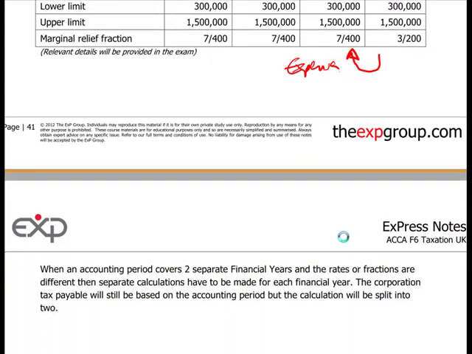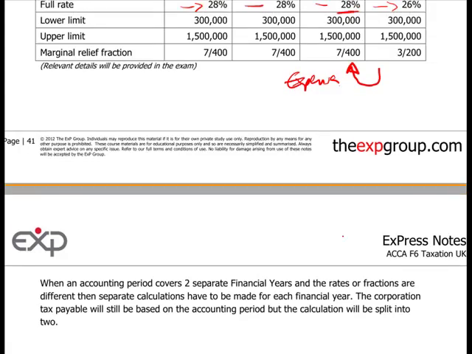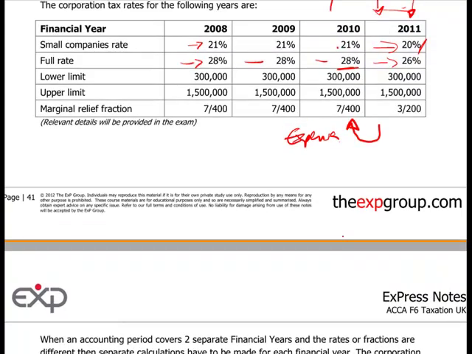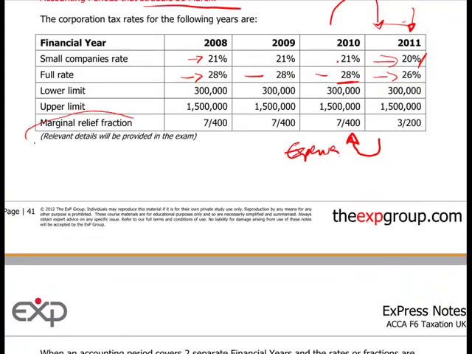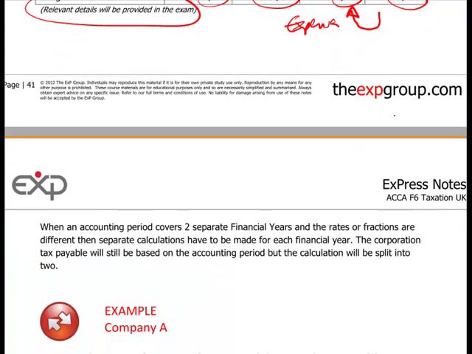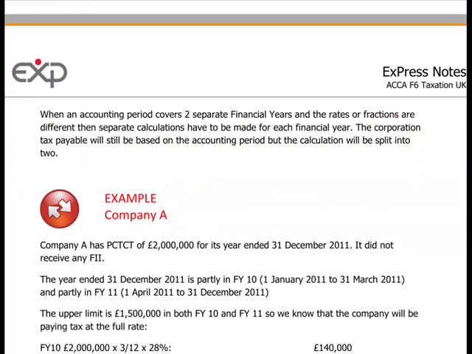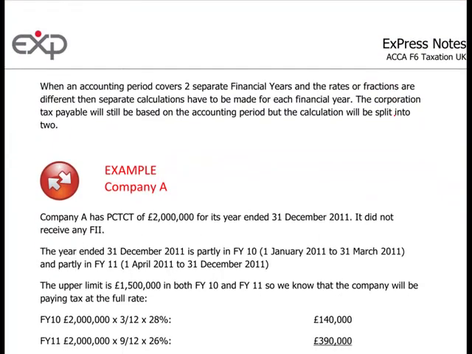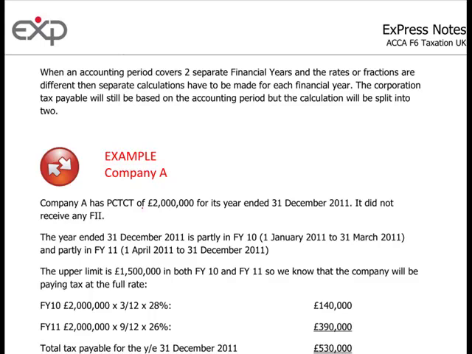When the accounting period covers 2 separate financial years and the rates of fractions are different, then separate calculations have to be made for each financial year. What do we mean by the fractions? We're talking about this thing here. So if your financial year crosses 2010 to 2011, you're going to have to calculate a little bit more. Now, best way to do it is explain this by doing an example.